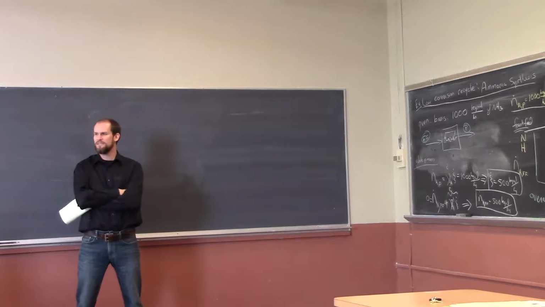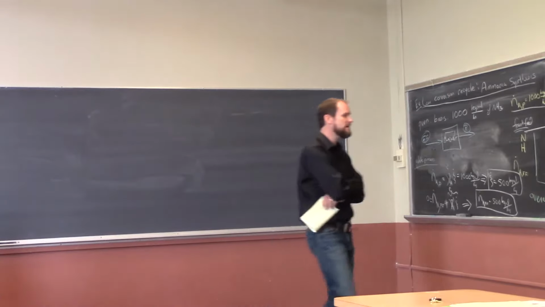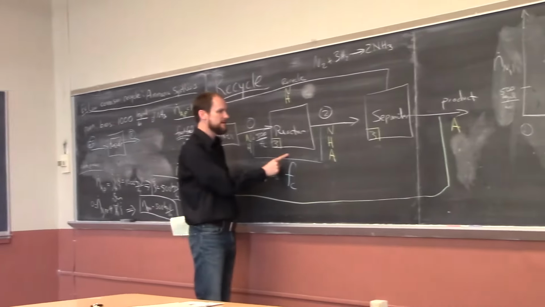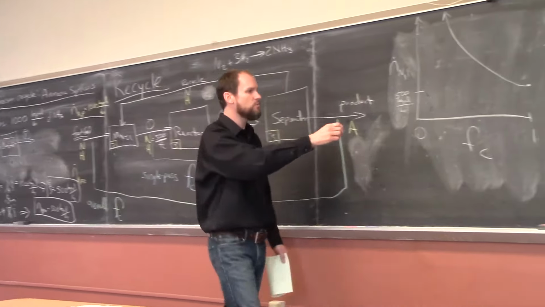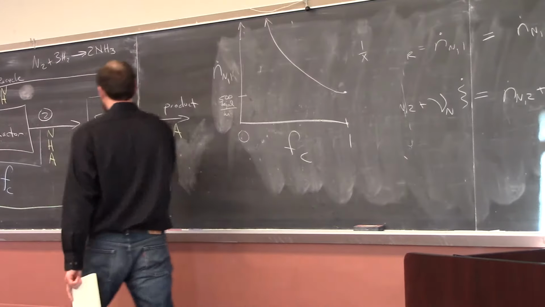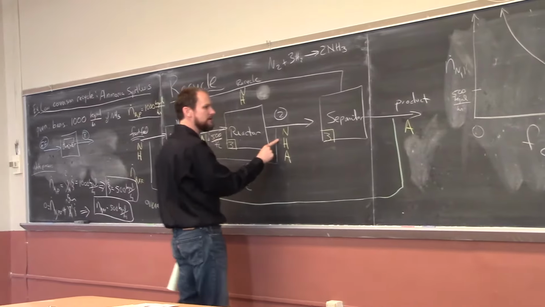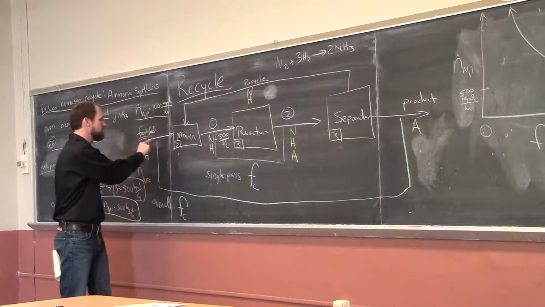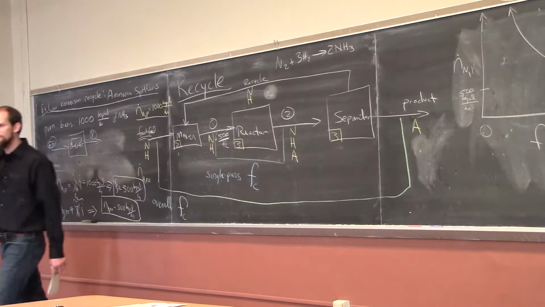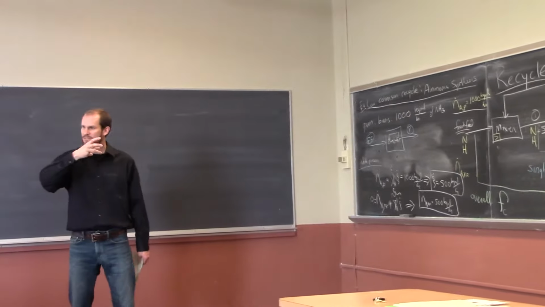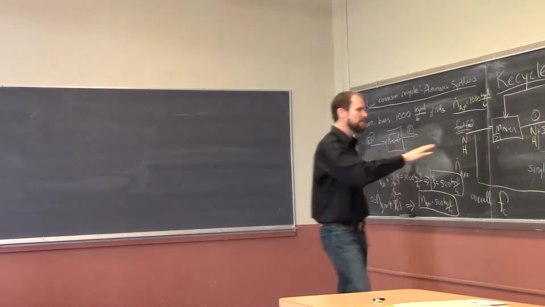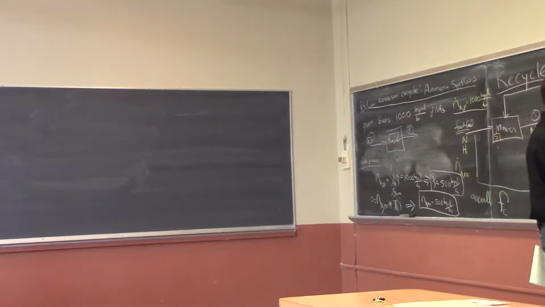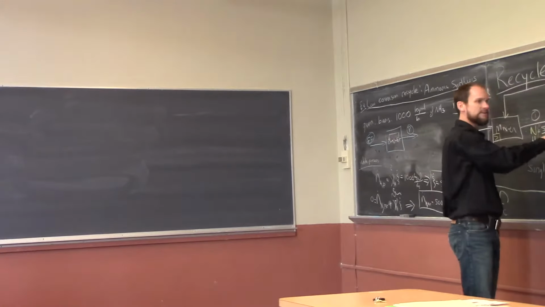Does that make physical sense? So fractional conversion, how much reacts in a single pass? If fractional conversion is 1, everything reacts in a single pass. We only get ammonia out. There's nothing to separate. The product comes out, and the flow rate here is 500. What we put in is 500. As the fractional conversion goes down, if it were 0, we'd have no ammonia. We'd have all N2 and H2. It would all come back and get recycled.